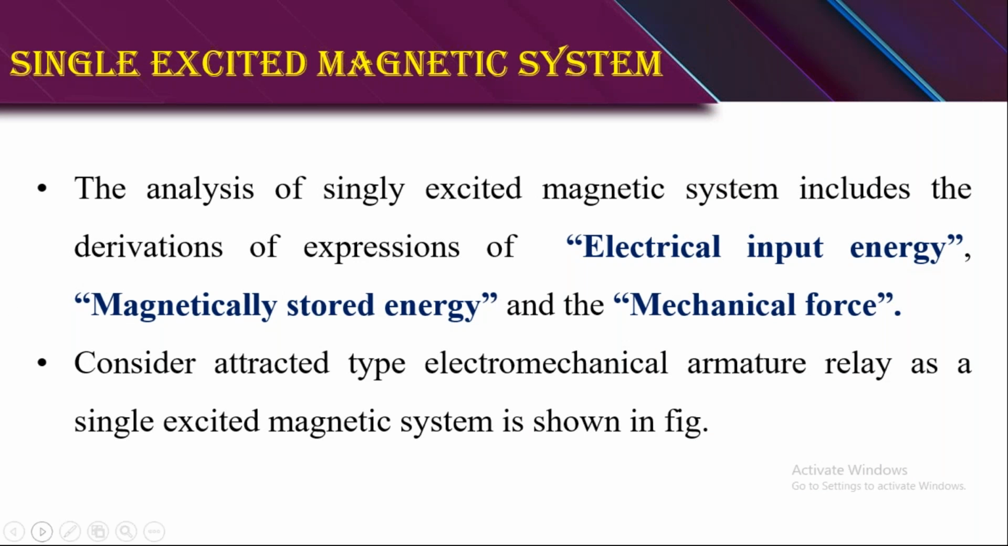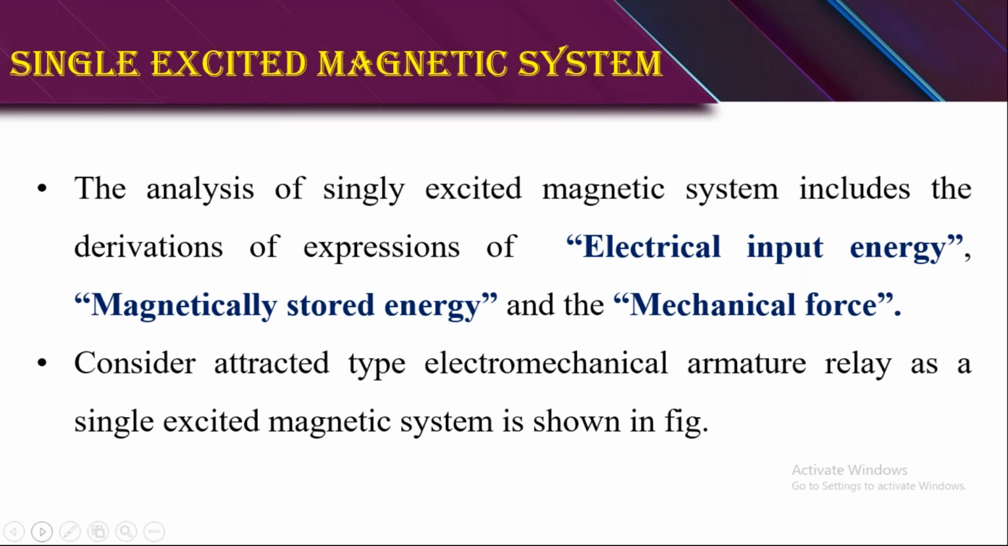Right. So these are the different types of magnetic systems: what is single excited and double excited. Now for these two cases, we have to derive the mathematical expressions. It means how the device will perform when we apply the single excited system, as well as how the device will perform when we give the double excited system. So it is like mathematical equations.